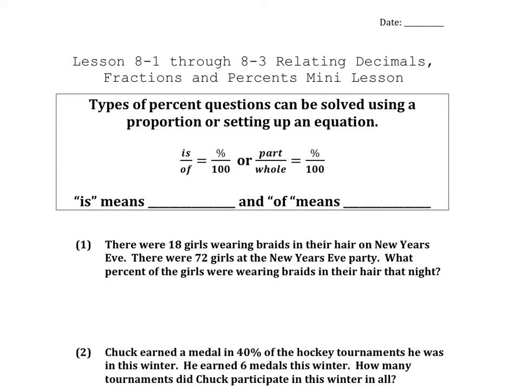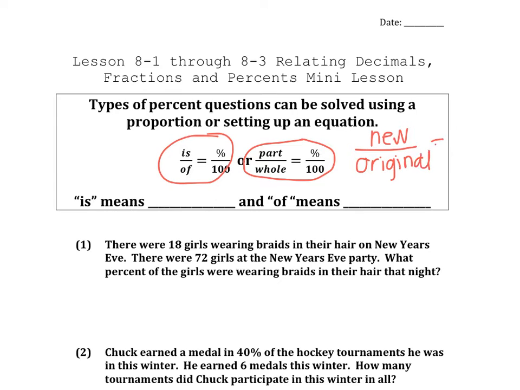So most types of percent questions can be solved using a proportion or setting up an equation. We give you some basic ones like is over of equals percent over 100 or part over whole equals percent over 100. You can also use new over original. These are just helper words. Ultimately, what you're looking for is ratios and proportions that go with your percentages that make them work. A ratio that matches the percentage that you were given. Or if you're looking for the percent, you're looking for the percent over 100 or the number over 100 that makes that proportion true.